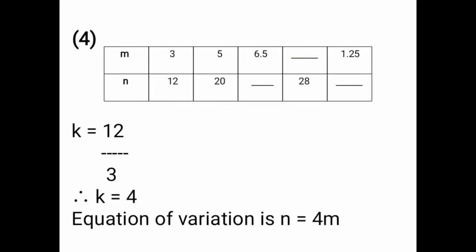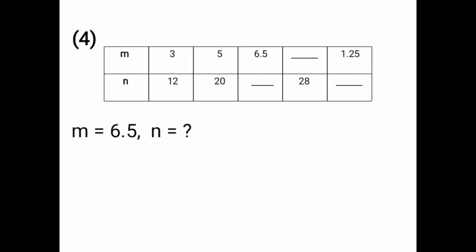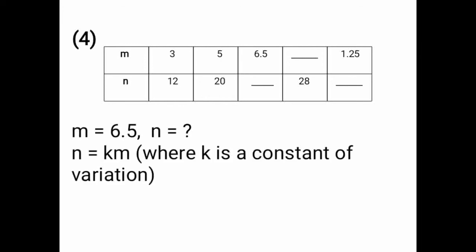Now we will solve third one. M is equal to 6.5 is given and you have to find N. M is equal to 6.5, N is equal to question mark. N is equal to Km, where K is the constant of variation. N is equal to 4 into 6.5 because you have to find the value of N here. Constant of variation K you have to take it as 4, which you already got answer. Then M value is given here 6.5. You have to substitute the value of M, 6.5.